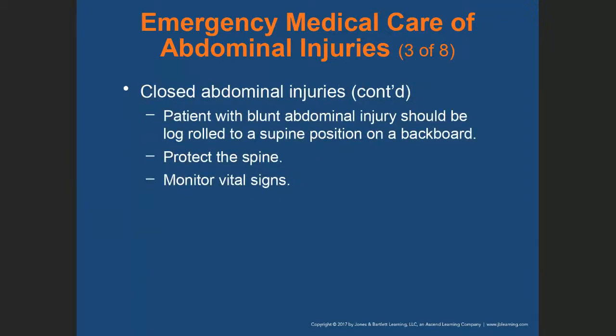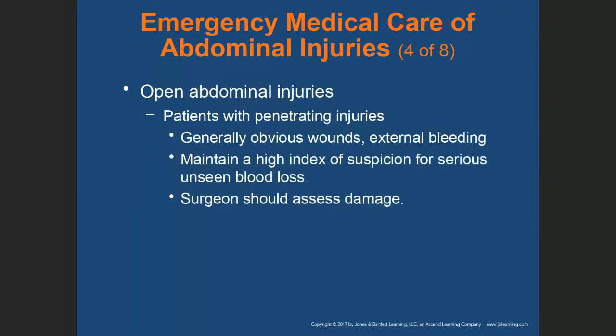Closed abdominal injuries continued. A patient with blunt abdominal injury should be log rolled to a supine position on a backboard. Protect the spine. Monitor vital signs. For open abdominal injuries, patients with penetrating injuries generally have obvious wounds and external bleeding. Maintain a high index of suspicion for serious unseen blood loss. A surgeon should assess damage.